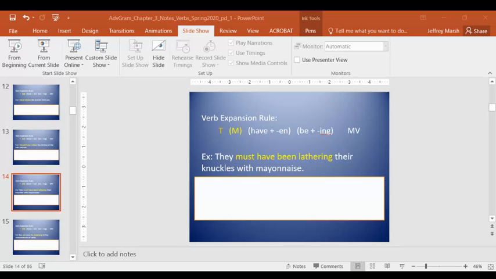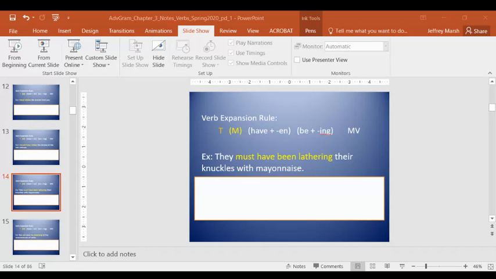Stop this. All right. And then lastly is my main verb. And your main verb is always your last verb. Here's lathering, but I'm always going to put it in its base form. So my base form is the verb lather. So if I said, hey, can you deconstruct must have been lathering? You would say, sure, it is the present of must plus have plus en plus be plus ing plus lather.